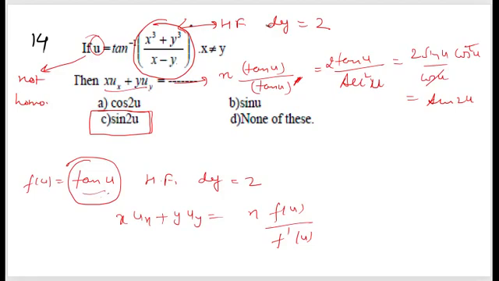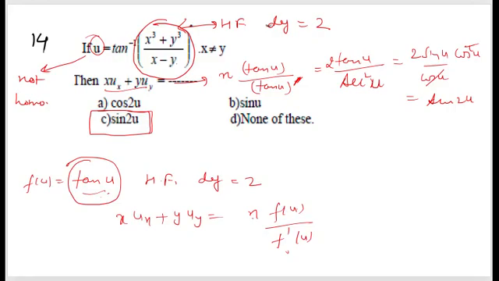So the formula for that, which we discussed in the beginning, is n times the function upon its derivative. So this is a shortcut formula, we do not need to calculate it. After simplification we are left with this term. So in MCQs it is better to use this formula.